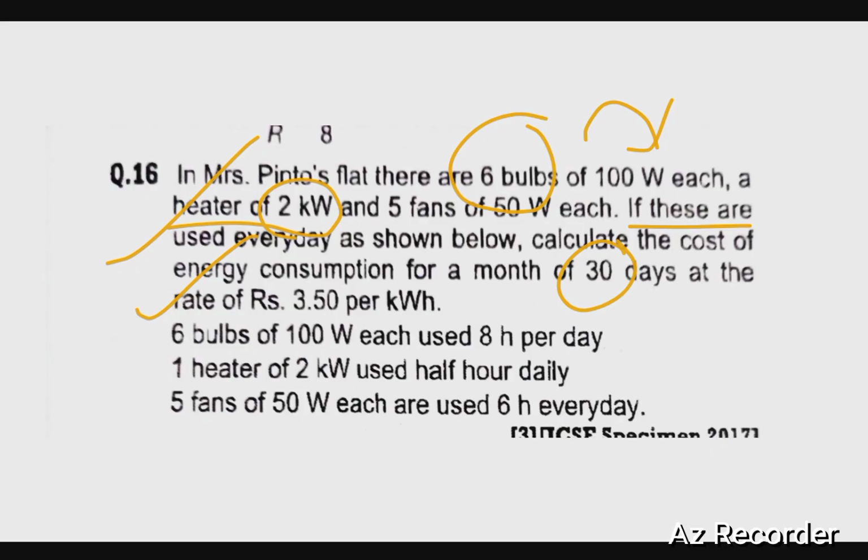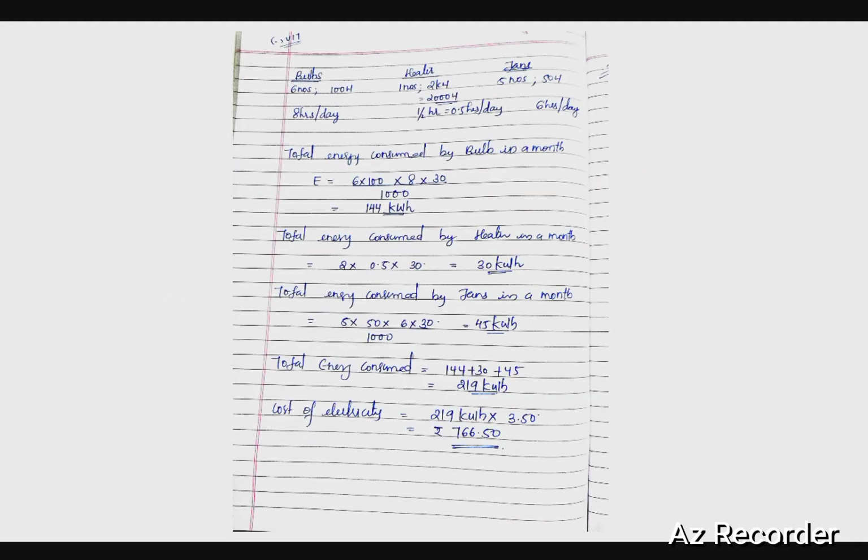Okay, 6 bulbs, each of power 100 watt, are used 8 hours per day. An electric heater of power rating 2 kilowatt is used half an hour daily, and 5 fans, each of power 50 watts, are used for 6 hours on a daily basis. Okay, so let's try to solve it.